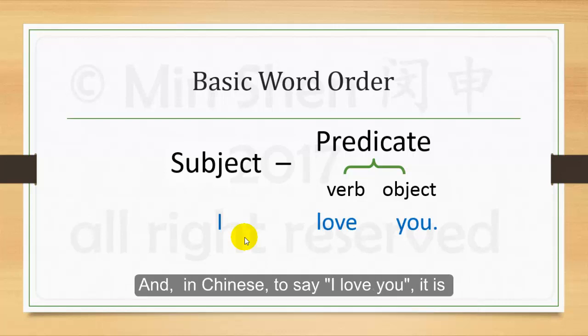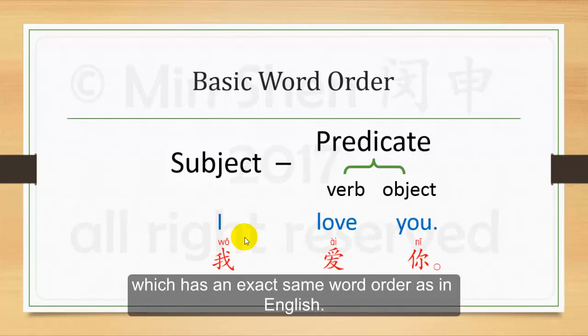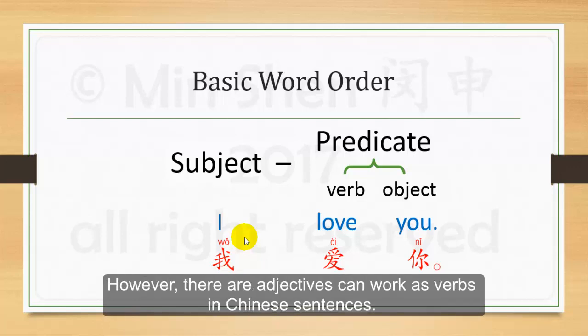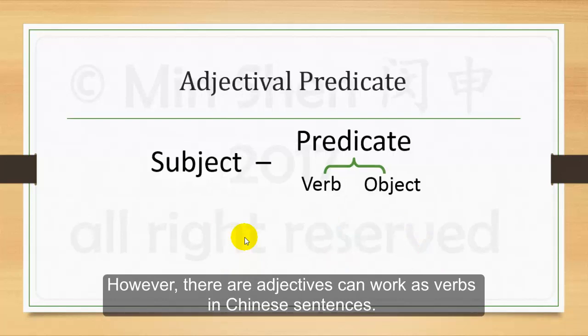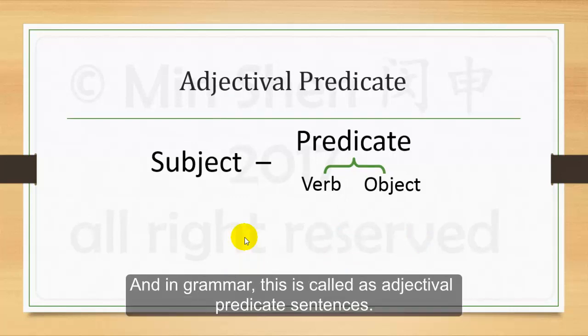And, in Chinese, to say "I love you", it is 我爱你, which has the exact same word order as in English. However, there are adjectives that can work as verbs in Chinese sentences. This is a significant difference from English. And in grammar, this is called adjectival predicate sentences.